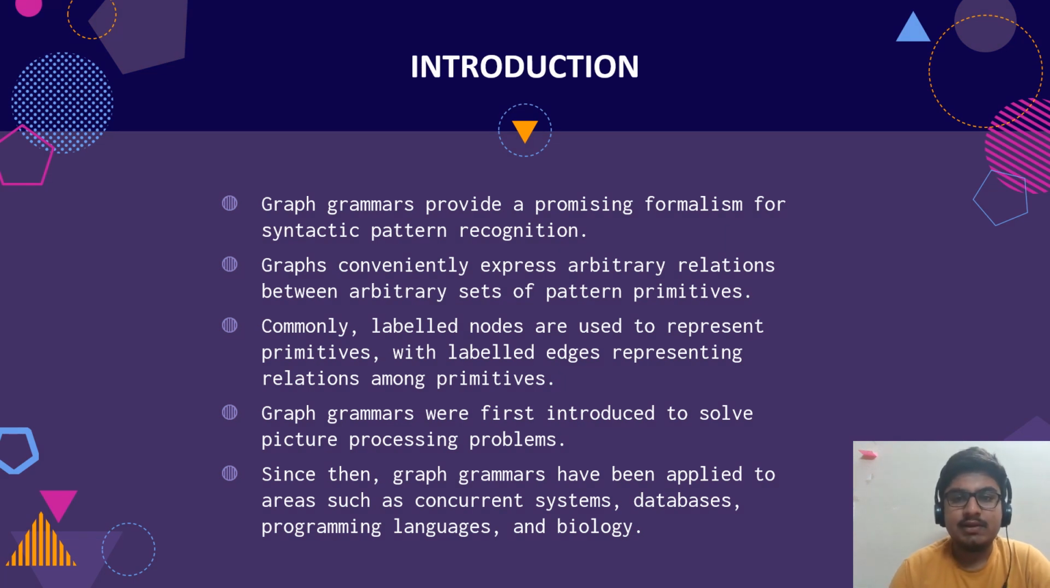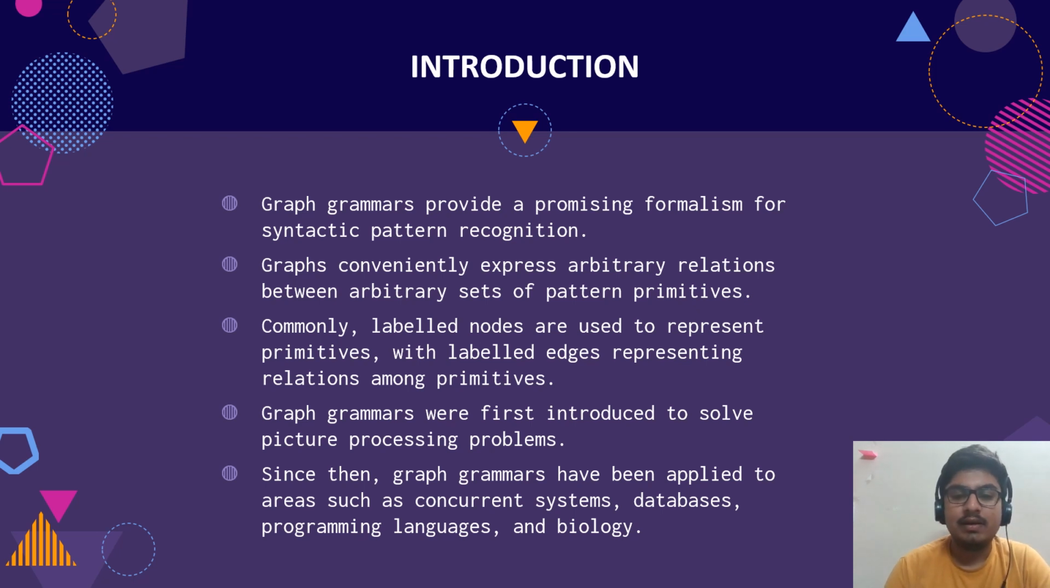Let's have an introduction about our topic. Graph grammar provides a promising formalism for syntactic pattern recognition. Graph grammars conveniently express arbitrary relations between arbitrary sets of pattern primitives. Commonly, labeled nodes are used to represent primitives with labeled edges representing relations among primitives. Graph grammars were first introduced to solve picture processing problems.